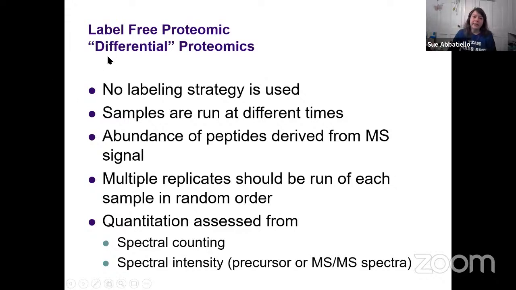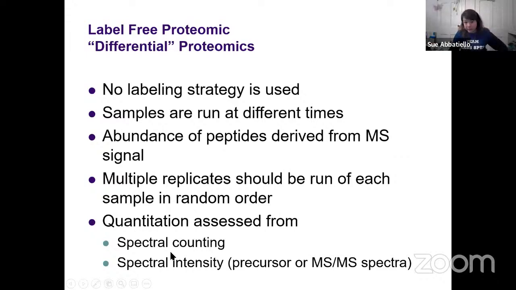So here the idea is often called differential proteomics. No labeling is used. Samples are run at different times. So while you may be able to batch process them, like in a 96-well plate where all of the digestion happens practically simultaneously, you're analyzing them by LC-MS at different times, one run after the other. The abundance of the peptides you observe is usually derived from the MS1 signal, because you are not frequently and repeatedly fragmenting the same peptides over and over, unless you're doing data independent acquisition, which Lindsay is going to cover in the second half of today.